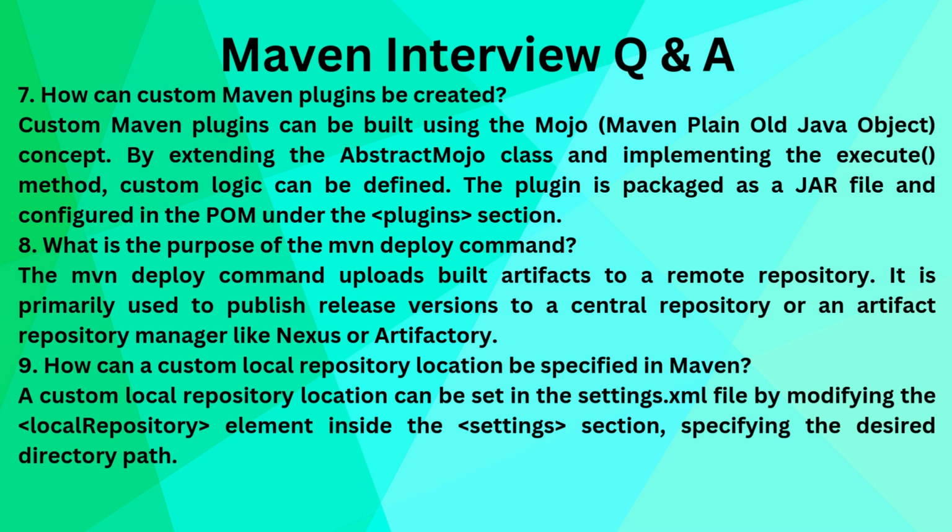How can a custom local repository location be specified in Maven? A custom local repository location can be set in the settings.xml file by modifying the localRepository element inside the settings section, specifying the desired directory path.